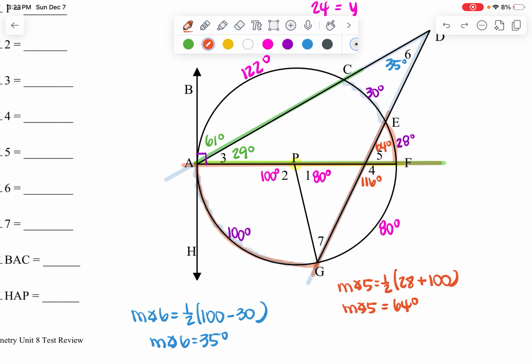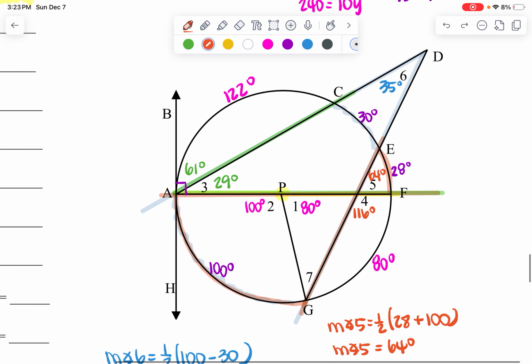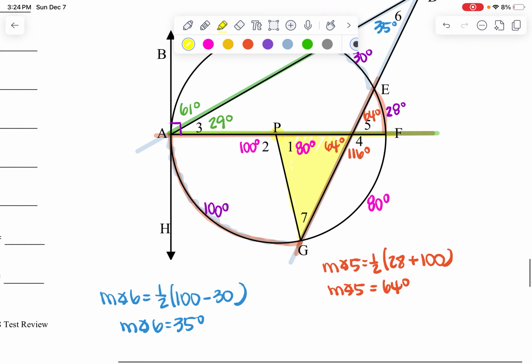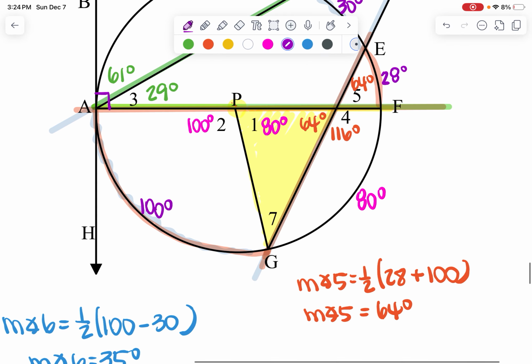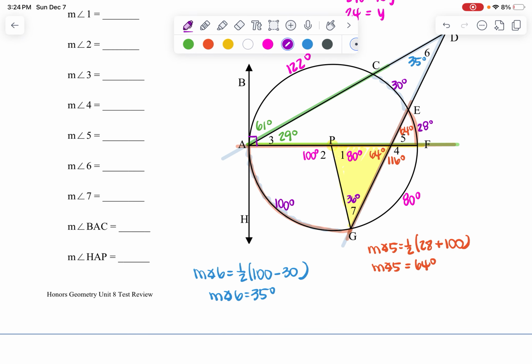Let's see. It looks like we have found everybody except angle 7. And let's see. Unfortunately, angle 7 doesn't have a complete chord, so I can't use that. But I can use this lovely little triangle because I know that angle is 64 degrees because it is vertical to angle 5. And then I noticed that angle 7 is just the third angle of this little triangle going on. So I know I can just subtract that from 180, right? And that's going to give us 36 degrees left over. All right, I think we found everybody.